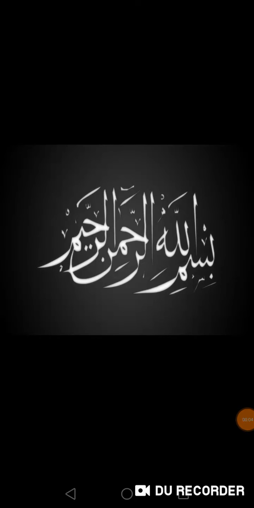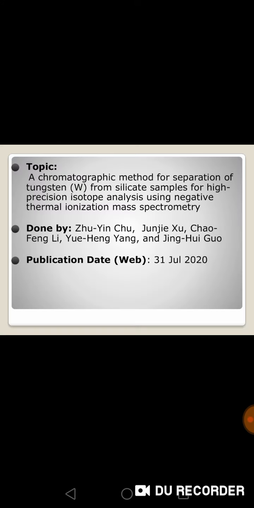Bismillahirrahmanirrahim. My name is Muhammad Bilal, and I'm going to discuss here a research paper written by Zhojing Yong and its group. The topic is a chromatographic method for the separation of tungsten from silicate samples for high precision isotope analysis using negative thermal ionization mass spectrometry. This research paper was published on the 31st of July 2020.